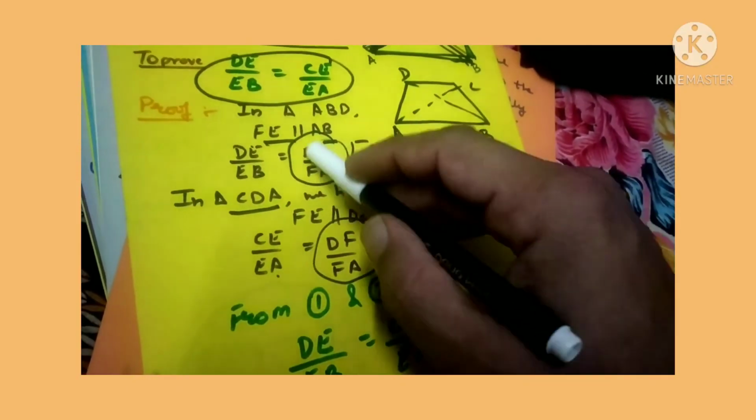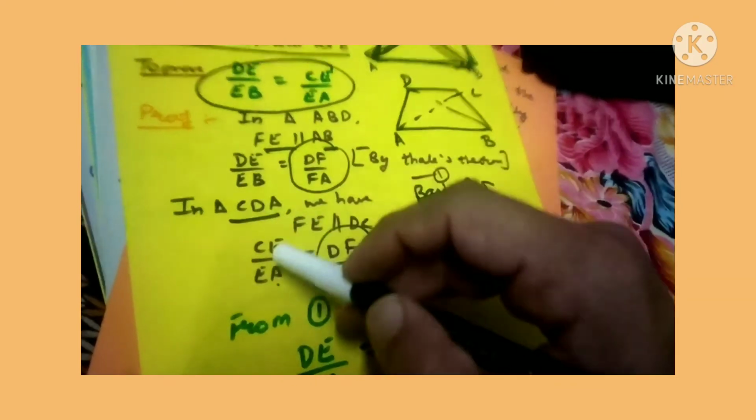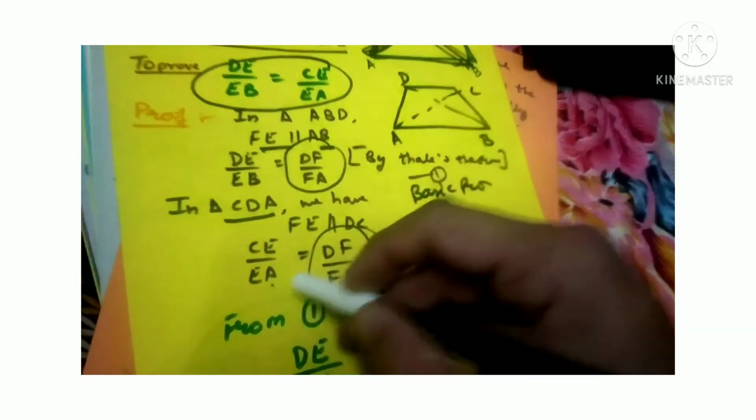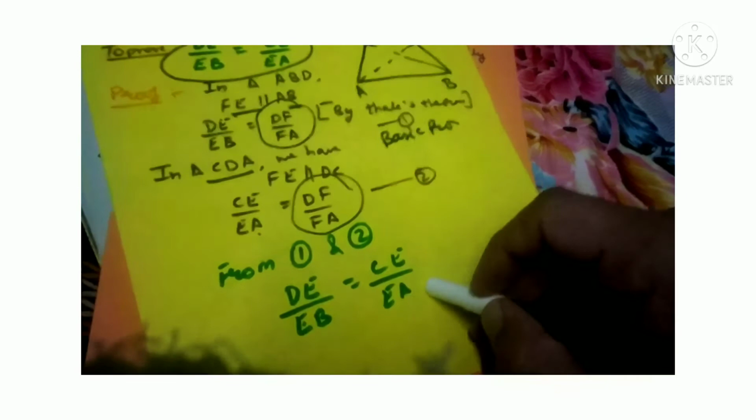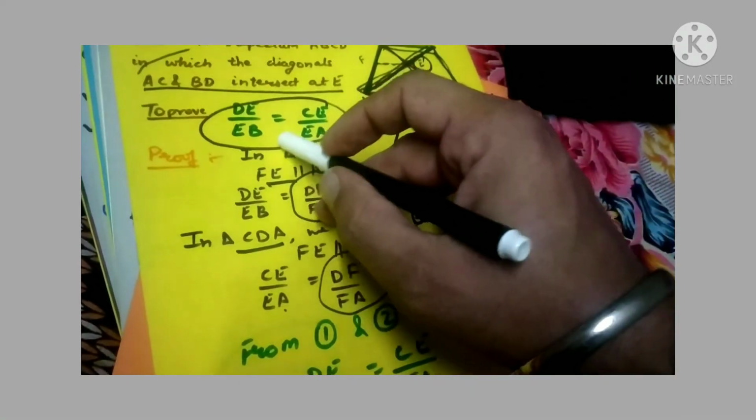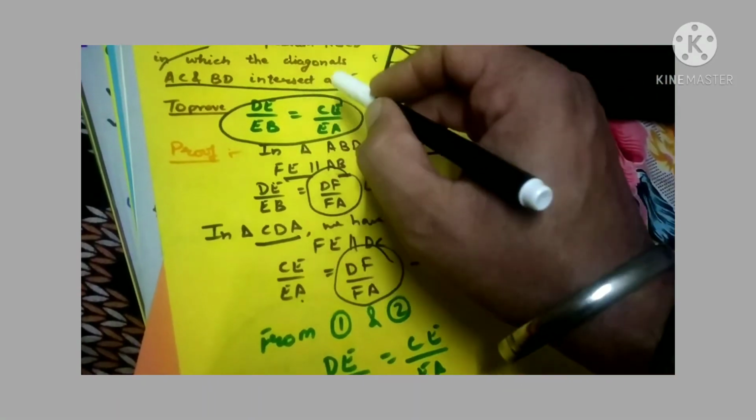So from 1 and 2, DF by FA gets cancelled, and DE by EB is equal to CE by EA. DE by EB is equal to CE by EA. This is what we had to prove. That has been proved. Okay.